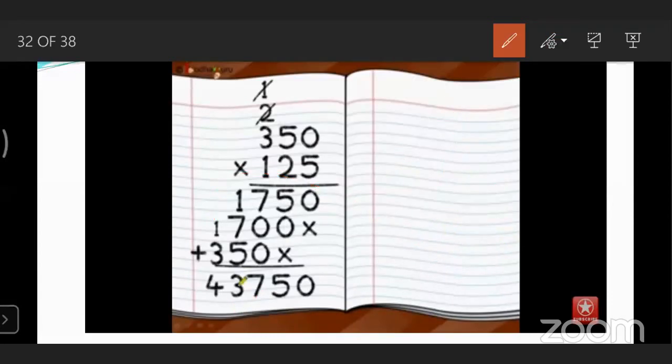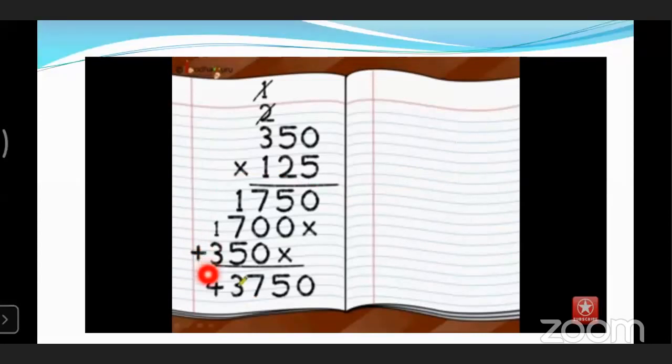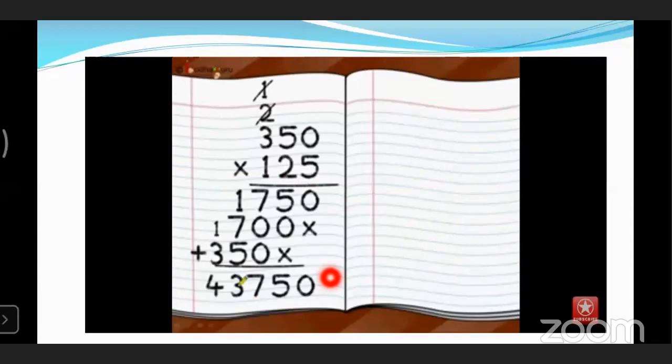Now this 3 plus 1 is 4, right? Now this is the final answer. Can you read this number, students? Yes. 43,750. Very good, 43,750. But this is the final answer.